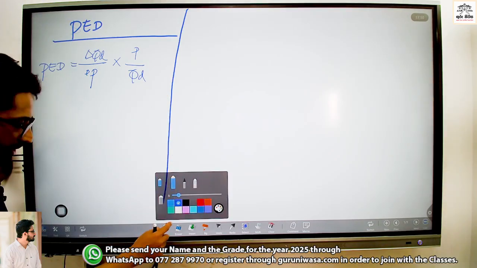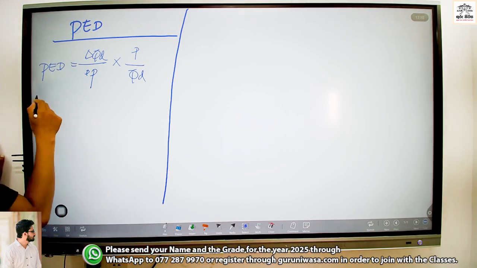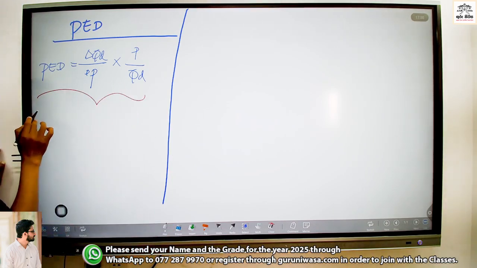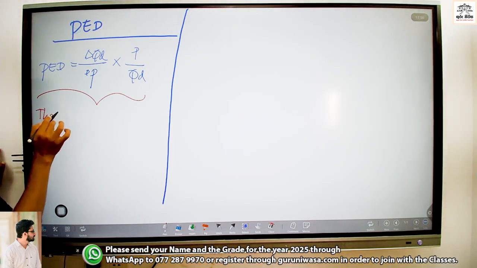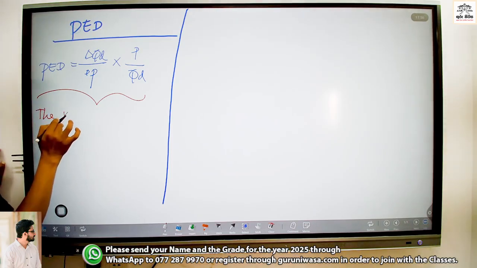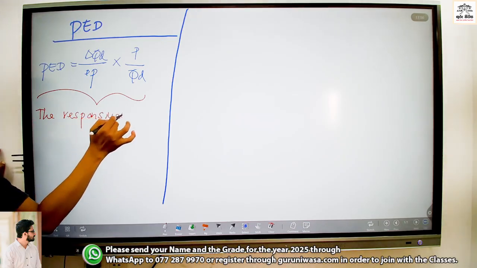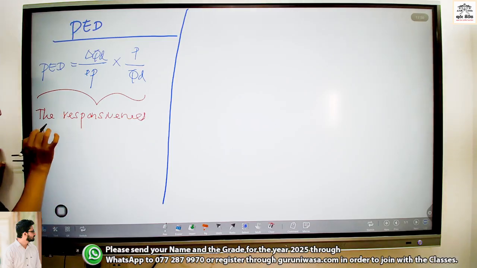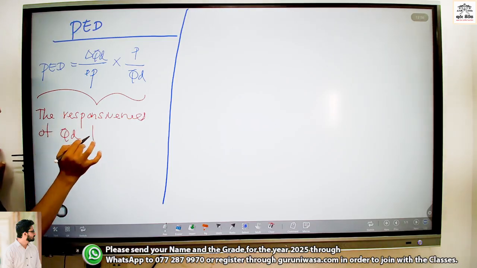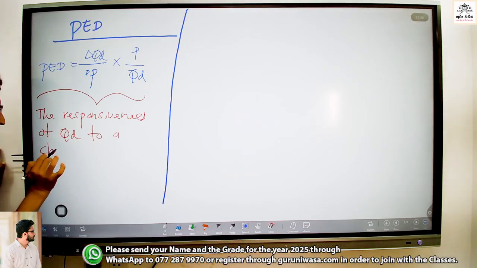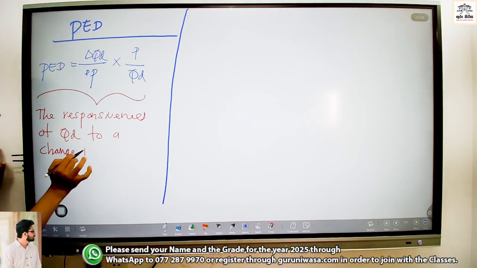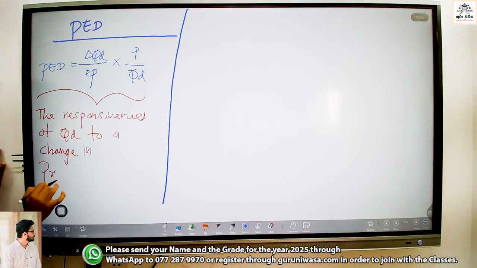So what does price elasticity of demand measure? The responsiveness of QD to a change in what? The price of the product.